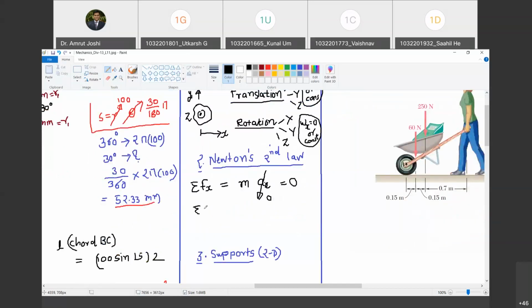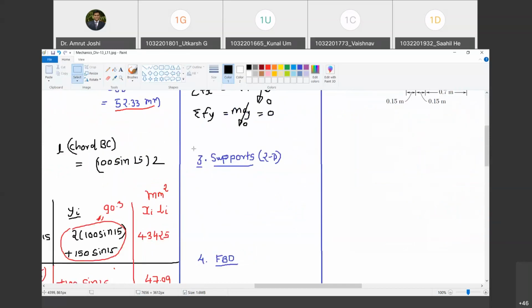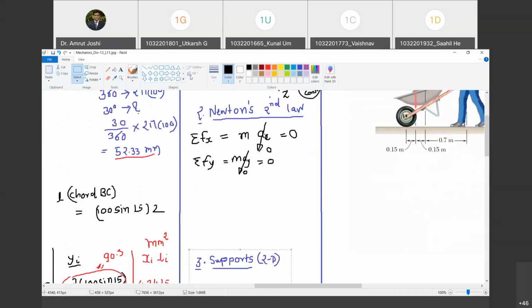Now let's write summation Fy. So what should be summation Fy? It will be mass into acceleration in y direction. But if the body is in translational equilibrium about y, linear acceleration about y is 0. So this has to be 0. Happy? Yes. Now I'm going to wind it up. These 2 points we will discuss in next class. Now summation Fz. Similarly, if the body is in translational equilibrium, summation Fz has to be equal to 0. Happy? Yes, sir.